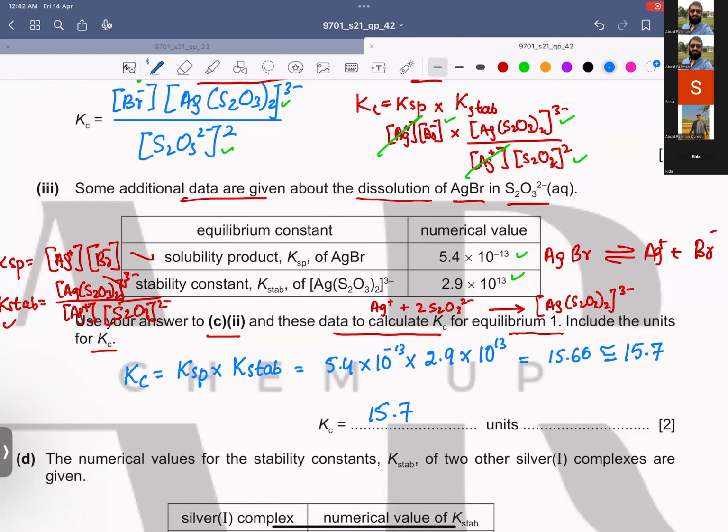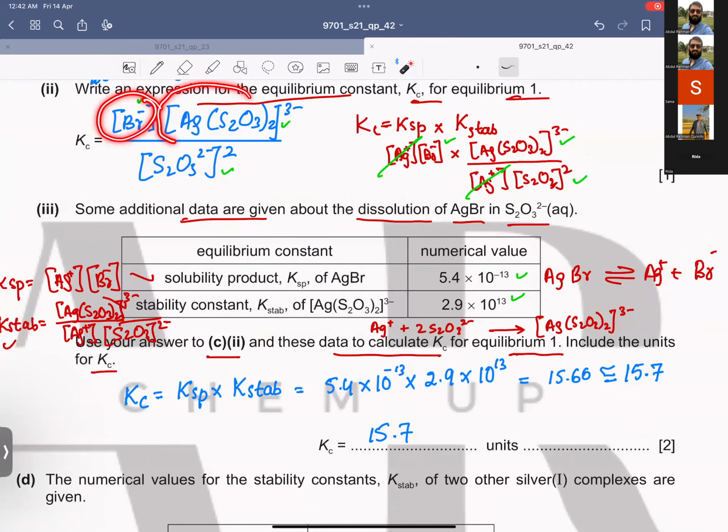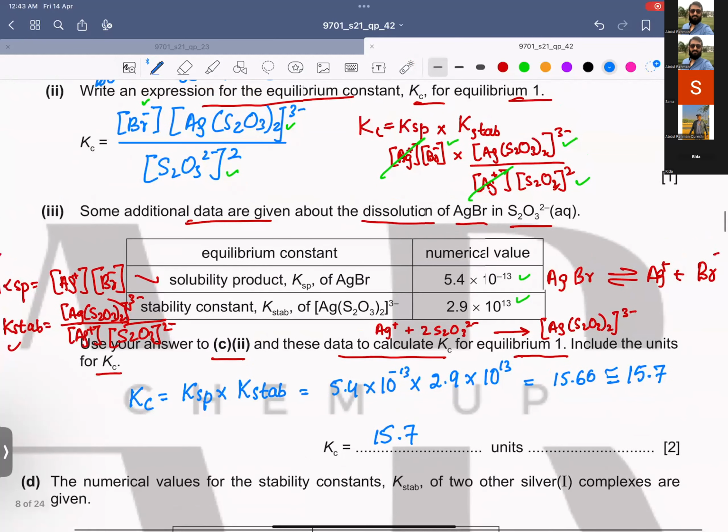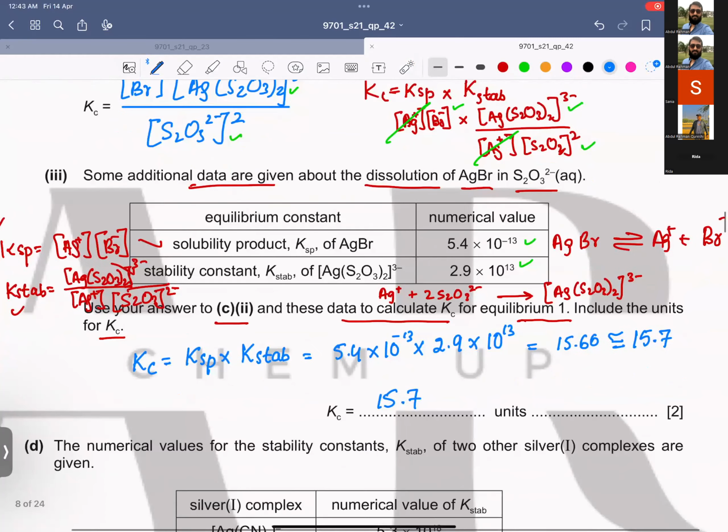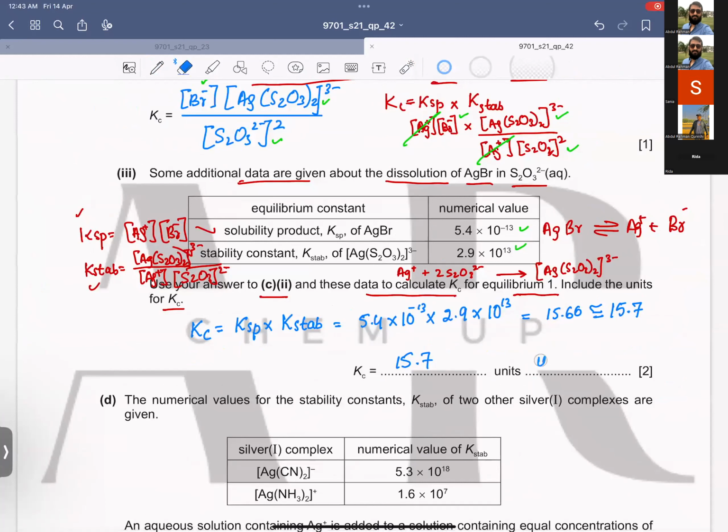Now, the unit for Kc. If you see over here, there is one concentration, a second concentration, and there are two concentrations in the denominator. So if I replace all these with mol per dm cubed, these are going to cancel out with each other. Hence we can say that there is no unit. Is this clear?